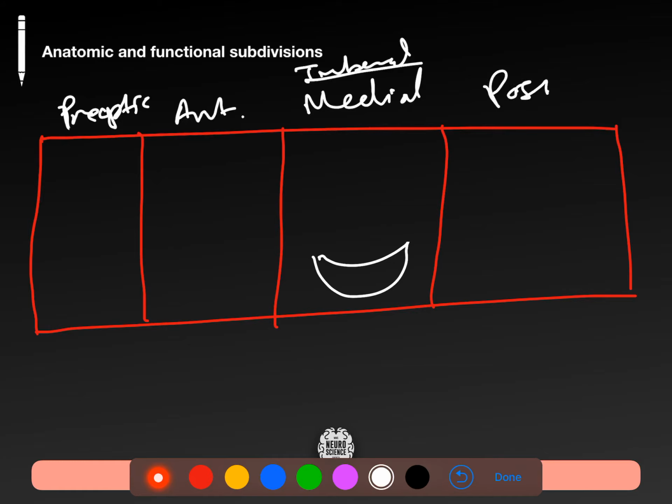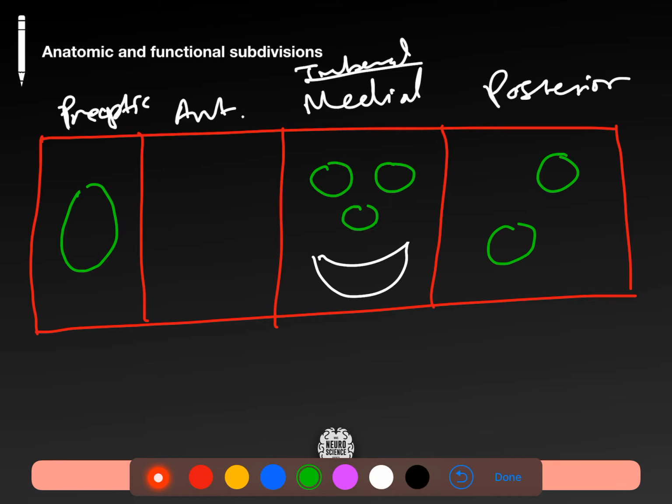And then we have a posterior section. So these are the four sections of the hypothalamus. Now, when you're drawing the nuclei, there's one at the front, there's two at the back, the tuberal one makes a face, and the anterior one makes a person. Like that. I kid you not. This is how we draw them, okay?